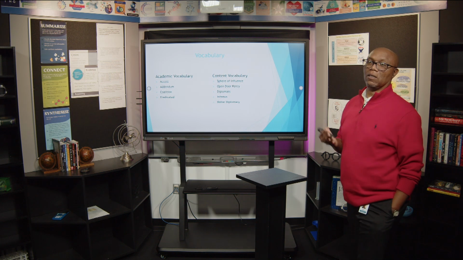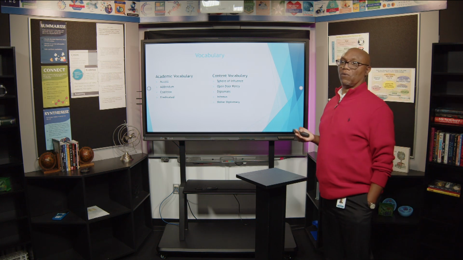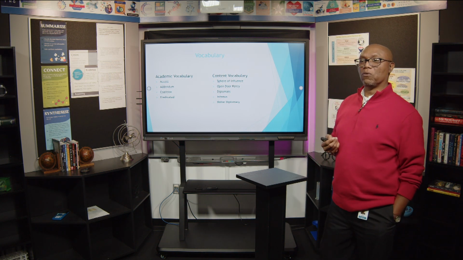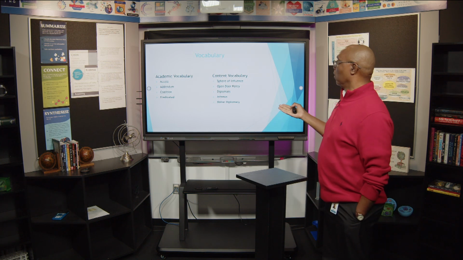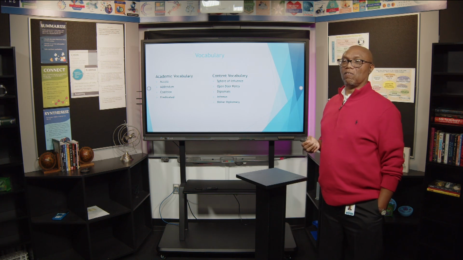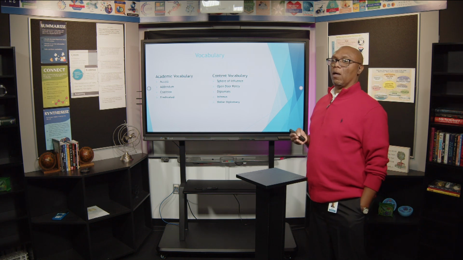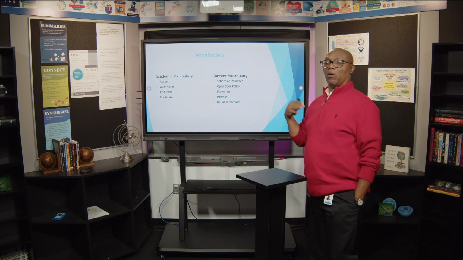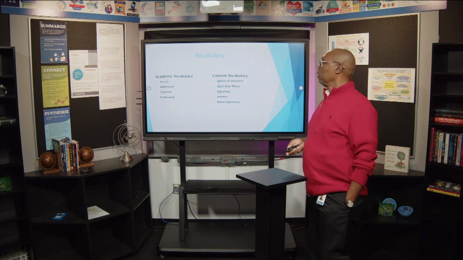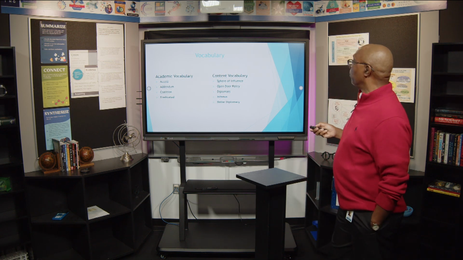We have academic vocabulary and content vocabulary. We'll try to address as many of these as we can, but what you should always do is look these up on your own beforehand, so that when we do see them, you will have some familiarity with them.